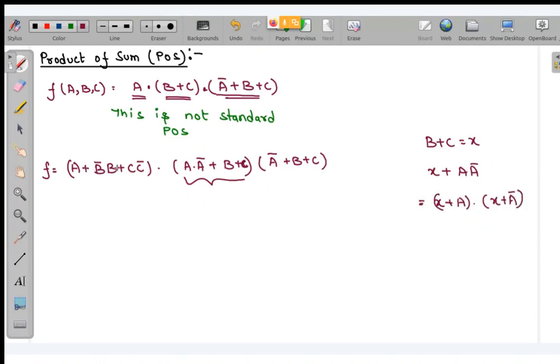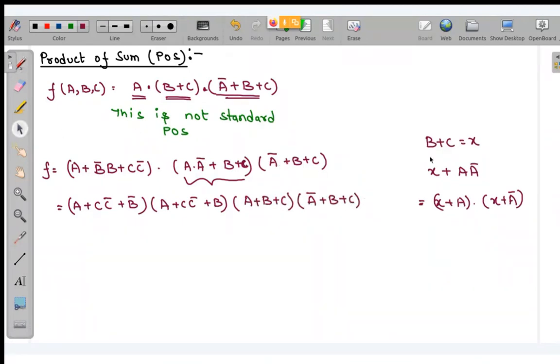Over here also I can write it like this. So first see very carefully how I am writing this. This will be A plus C complement plus B complement, A plus C complement plus B. This term, if I expand, I can write as A plus B plus C, and next will be A complement plus B plus C, and over here this is in complete form. So let me erase this.